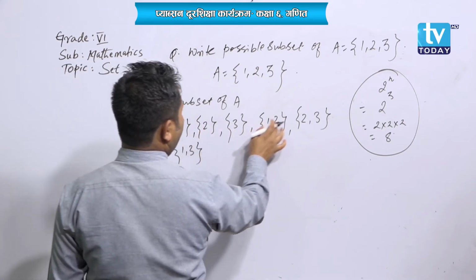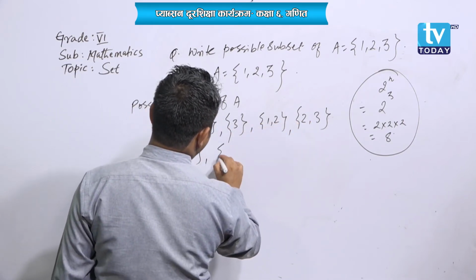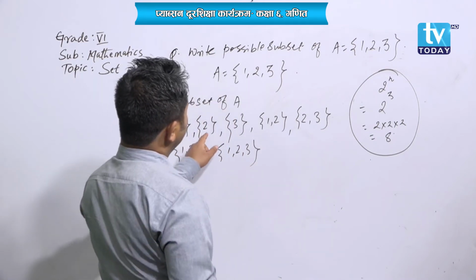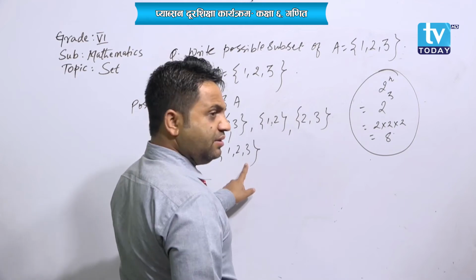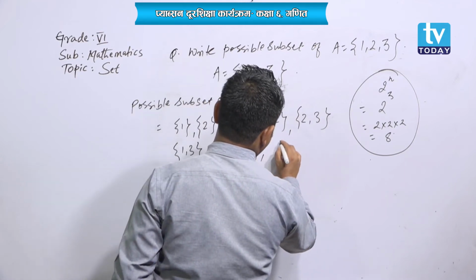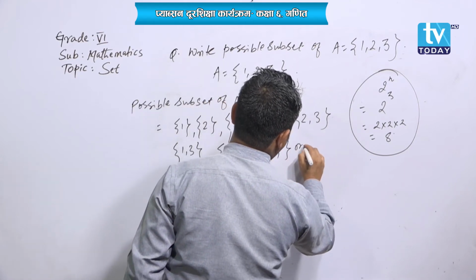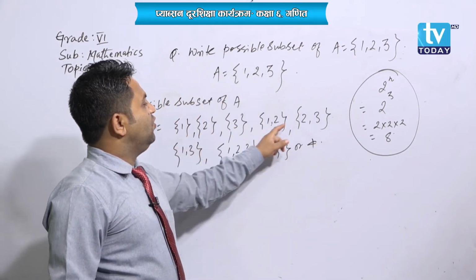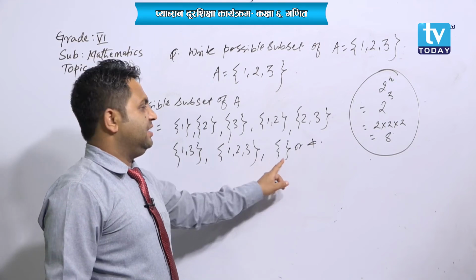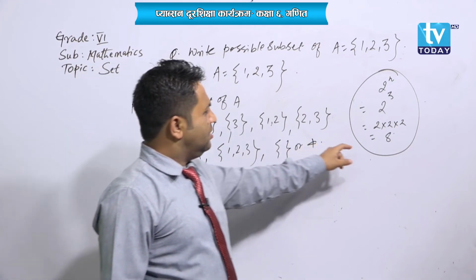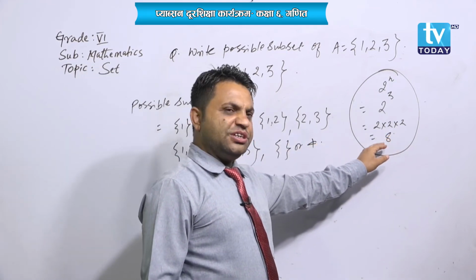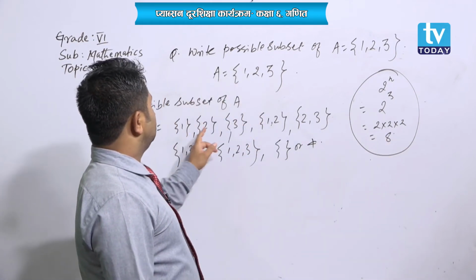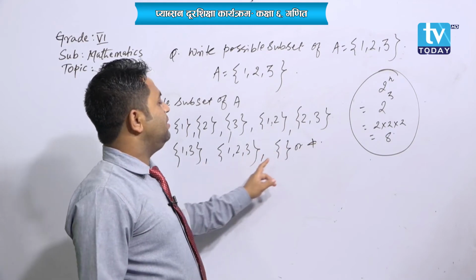then {1, 2, 3} itself, and the null set. How many subsets do we get over here? 8. Alright. So 1, 2, 3, 4, 5, 6, 7, 8.